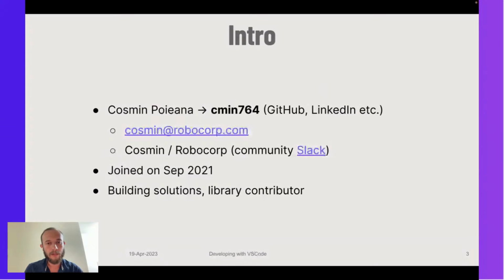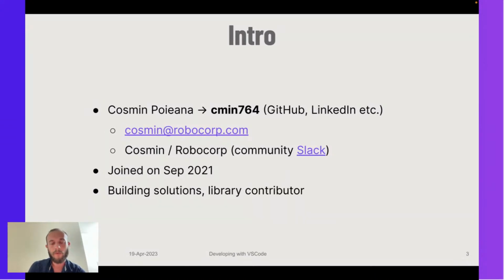My name is Cosmin Poiana. You can find me with the handle CMIN764. Don't ask me about numbers, they're old. This is the unique handle I'm using for GitHub, LinkedIn, and any other social networks, Facebook, Instagram, wherever you want to search. For work-related matters, you can reach me at this email address at Robocorp. And speaking about Robocorp, you can find me on the community Slack with the Cosmin/Robocorp username. I joined the company almost 2 years ago, and I'm mainly building solutions for customers and contributing to the library.